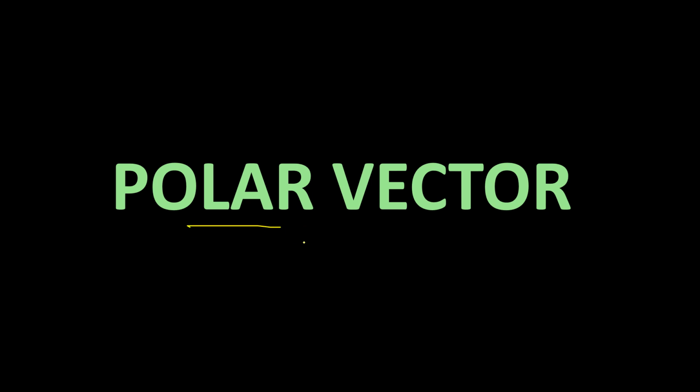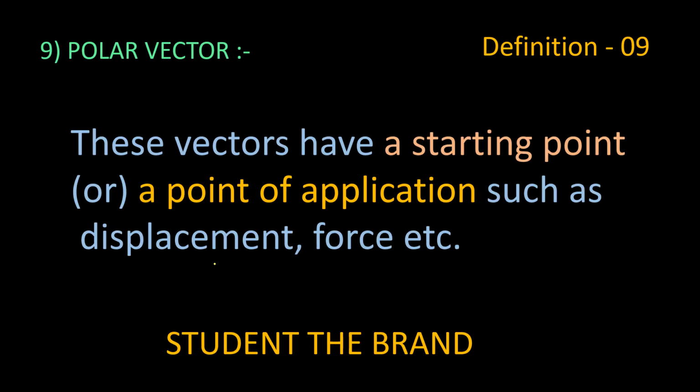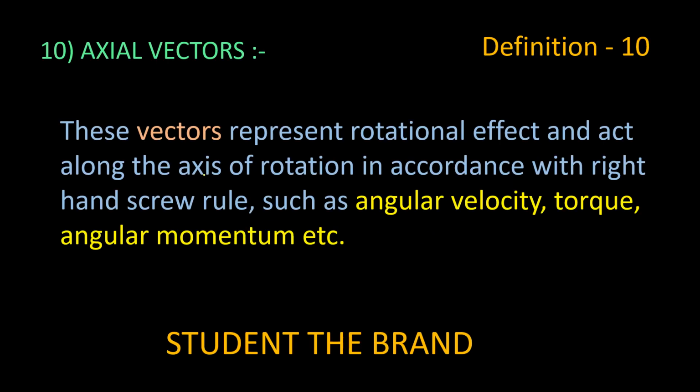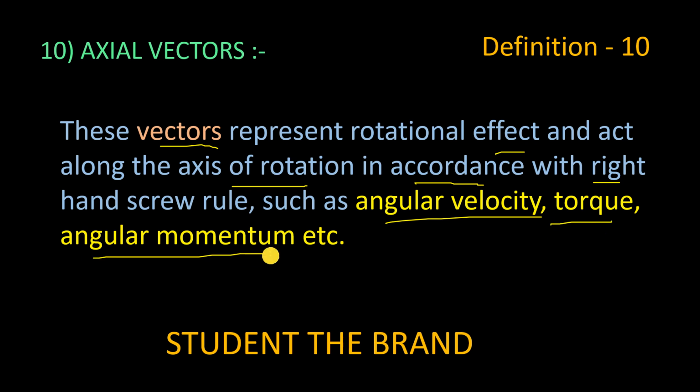Next, polar vectors. If you take these vectors, they have a starting point or a point of application, such as displacement, force, etc. Those are called polar vectors. Axial vectors: these vectors represent rotational effect and act along the axis of rotation in accordance with the right hand screw law, such as angular velocity, torque and angular momentum.